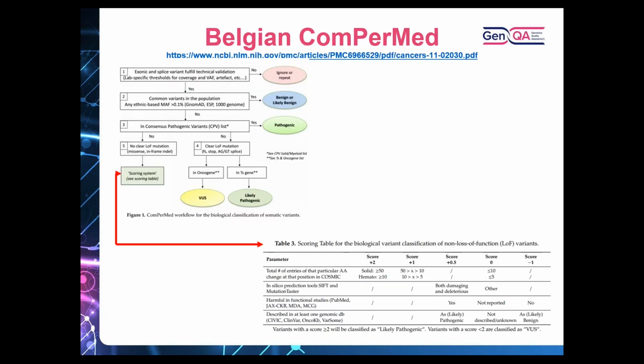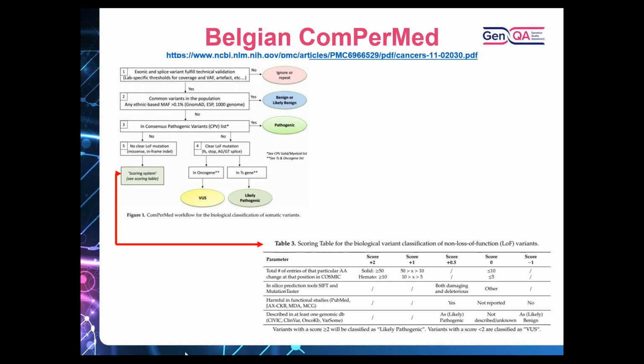So these guidelines are the Belgian CompEMed. The CompEMed panel stands for Personalised Medicine Commission, and it was created in late 2015. It is a committee which brings together Belgian scientific expertise within this area. And these guidelines were published in 2019.